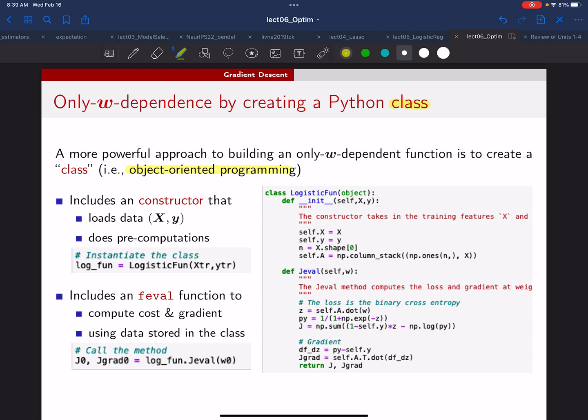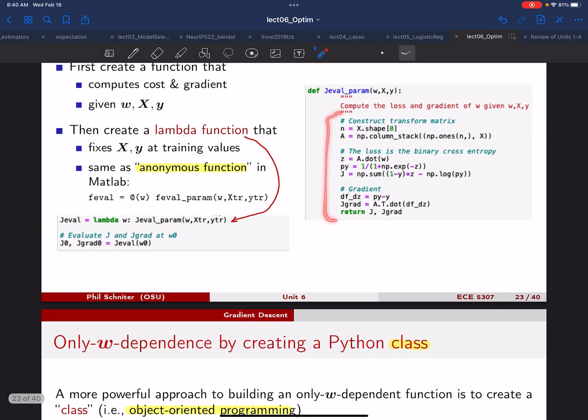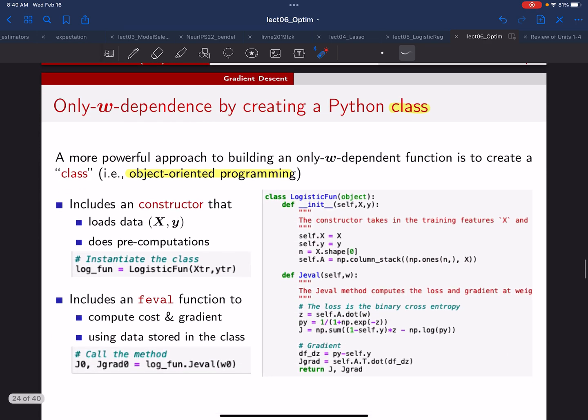So here, we're making this thing called the logistic function. As you can see, one of the things it's going to have in it is this jeval, which essentially has the same guts as this, but you can see it's not taking in x and y, it's only taking in w. So this is an alternative to that lambda method. This is one of the things inside this logistic function class. But the other thing that all these classes must have is some initialization routine. It's called a constructor. And the constructor is something that is run when you instantiate this class.